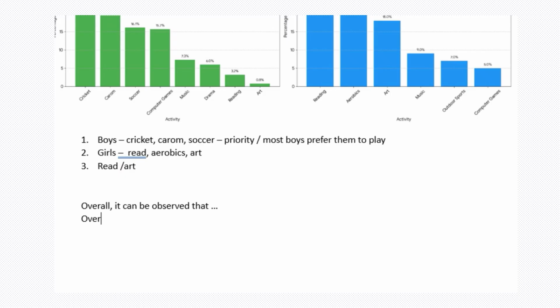The second expression that you may use is overall, it is quite apparent that. The third one is you can use overall, it can be inferred from the data that. So there can be more, but these are some of them. You just have to use one of them, whatever you feel is a good one to start writing the overview. Now we have the beginning sentence, we have the observations, we can start writing.